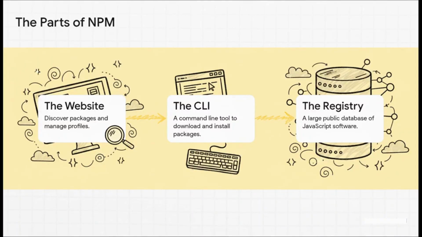So, NPM is really three things all rolled into one. First, there's the website, which is where you go to browse and discover all these packages. Then you've got the command line interface, or CLI. That's the tool you'll actually be using in your terminal to install and manage stuff. And finally, there's the registry itself, the enormous public database where all of this code actually lives.